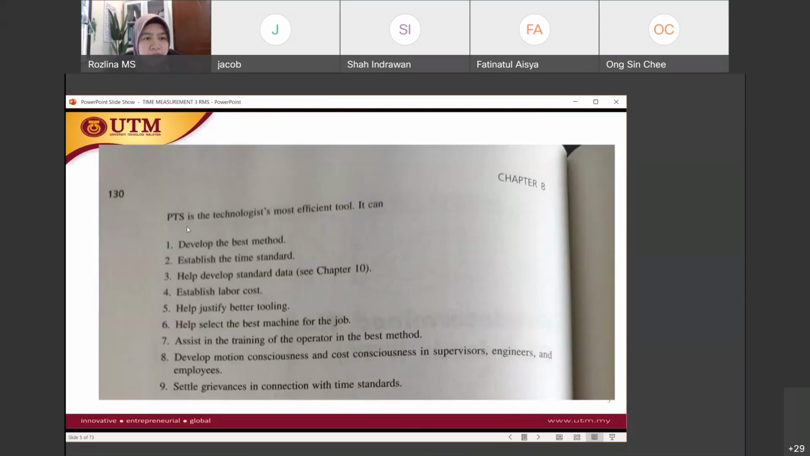PTS is the technology's most efficient tool. It can develop the best method, establish the time standard, help develop standard data, establish labor cost, help justify better tooling, help select the best machine for the job, assist in training the operator in the best method, develop motion consciousness and cost consciousness, and settle grievances in connection with time standards. This is the benefit of the predetermined time system.